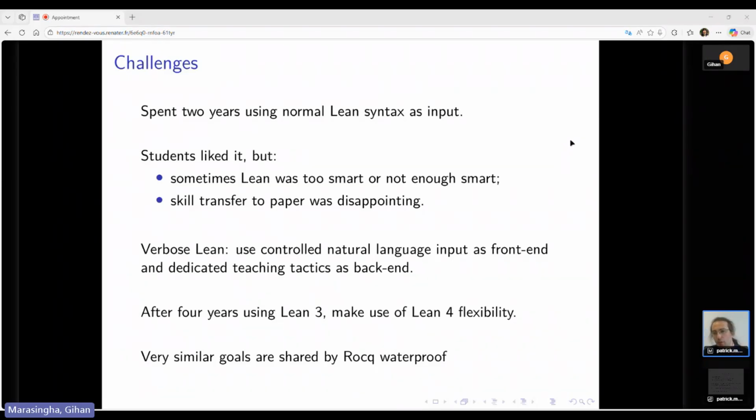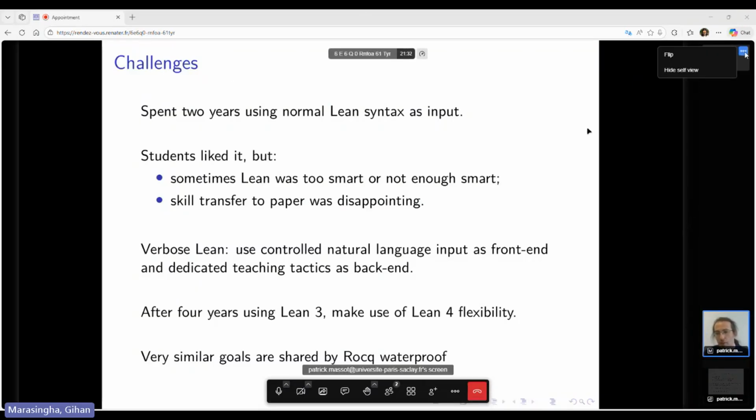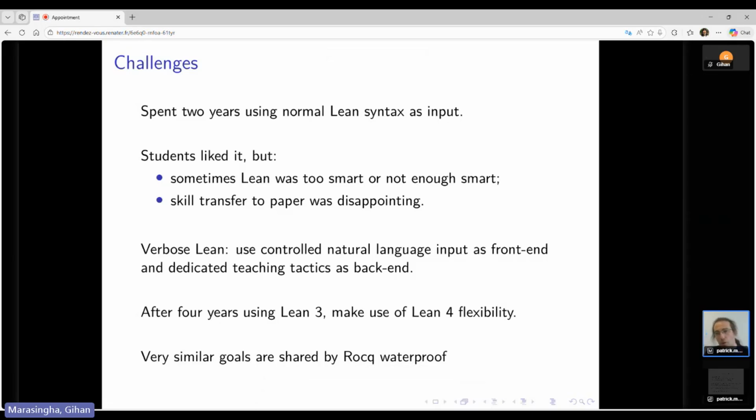So the Verbose Lean library has really 2 components: a controlled natural language input as a new front end, and dedicated teaching tactics as backend. And very often I fail to communicate the fact that those are 2 equally important components. You could even say the controlled natural language input is only the tip of the iceberg, because without the dedicated teaching tactics as backend, it would not allow me to reach my goals.